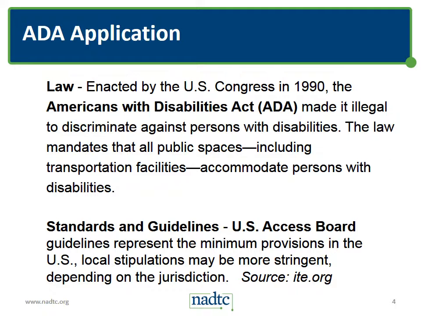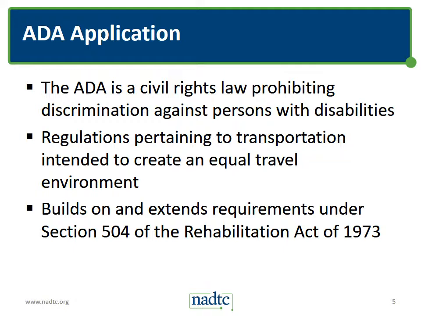Application of the ADA to the pedestrian environment is conducted through standards and guidelines of the U.S. Access Board. The Access Board guidelines represent the minimum provisions to meet the ADA. Local applications may be more stringent depending on jurisdiction. The ADA is a civil rights law, and the applications are designed to create an equal travel environment. The law itself builds on and extends requirements under Section 504 of the Rehabilitation Act of 1973. And it's this foundation that determines the U.S. Department of Transportation's responsibilities in applying the ADA.